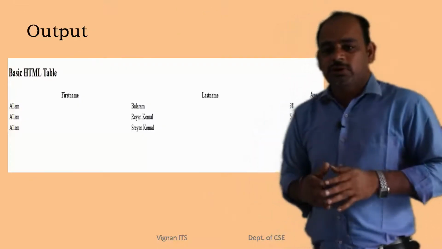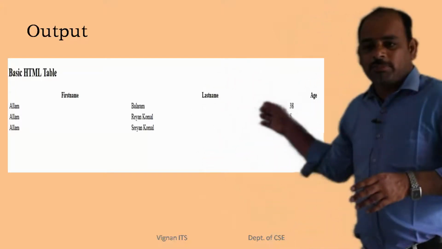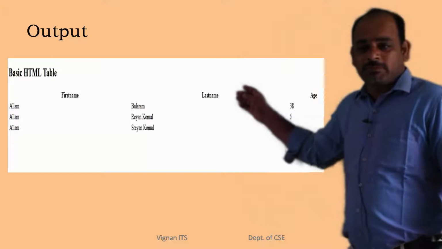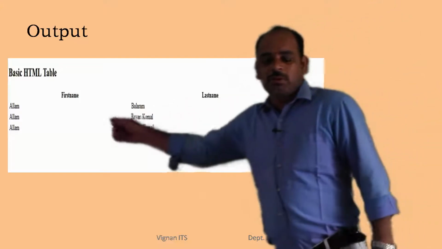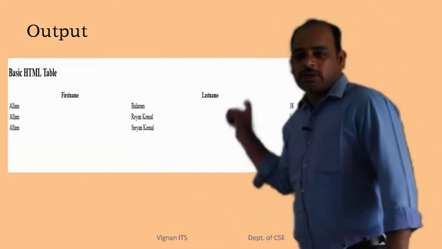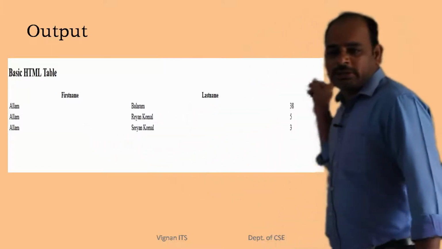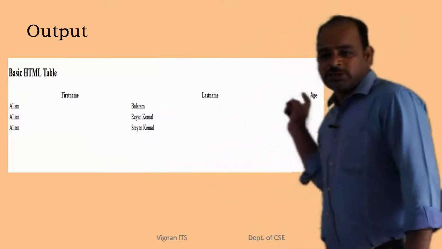Now you can see the output here. Here we have not specified a border, so simply we have given the complete width. Let's take it as a white-colored web page here. The table is spanned to the entire web page horizontally.